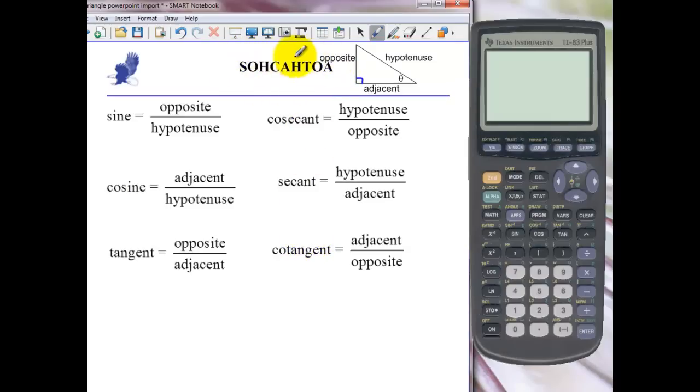Sometimes you'll hear this mentioned here, SOHCAHTOA. That conjures in my mind a Native American warrior or a Native American princess, but it helps you remember. The S stands for sine, is equal to opposite over hypotenuse. Cosine is adjacent over hypotenuse, and tangent is opposite over adjacent. So it's a way of remembering these relationships. So let's look at how we apply these.